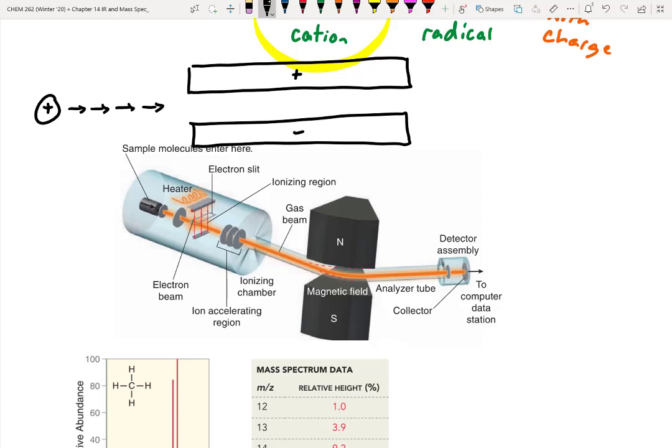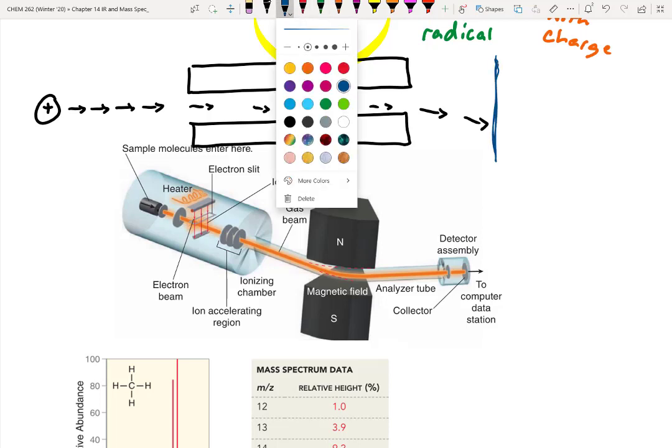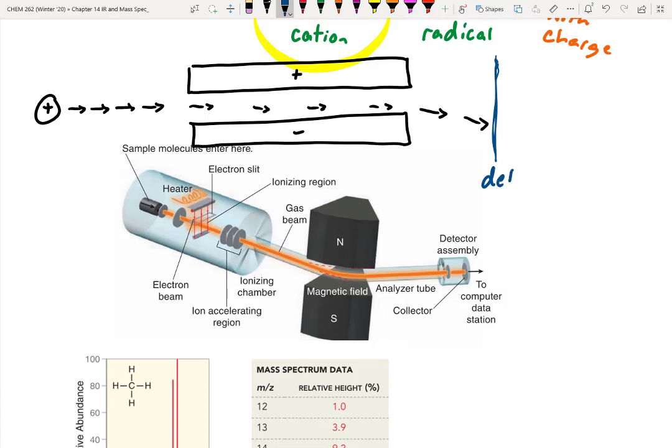Because opposite charges attract. So what will happen is this will start to arc kind of down. That's kind of exaggerated, but you get the idea. And it's going to go over here, and it's going to hit this detector. So I'm just going to call this the detector. And really what we're going to do is measure the deviation from a normal straight line to when it hits the detector. So we're going to be measuring kind of this distance of deflection.